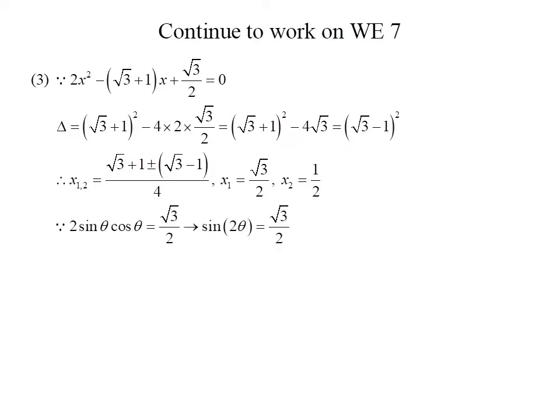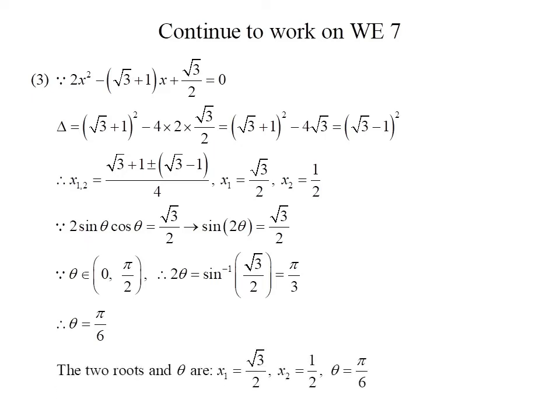Since 2 sine theta cosine theta equals square root 3 over 2, sine 2 theta equals square root 3 over 2. Since the angle theta is between 0 and pi over 2, 2 theta equals arcsine of square root 3 over 2. Based on that, we calculate the angle theta equals pi over 6. So the two roots and the angle theta are square root 3 over 2, 1 over 2, and pi over 6.